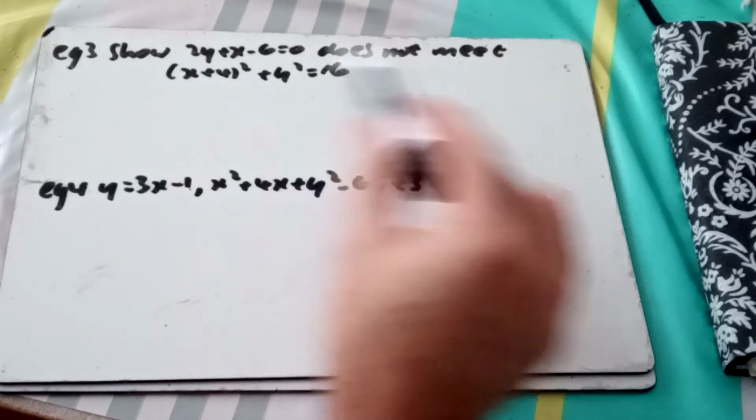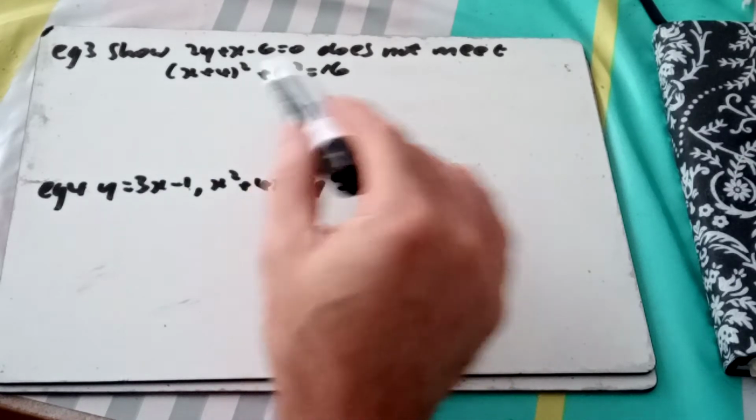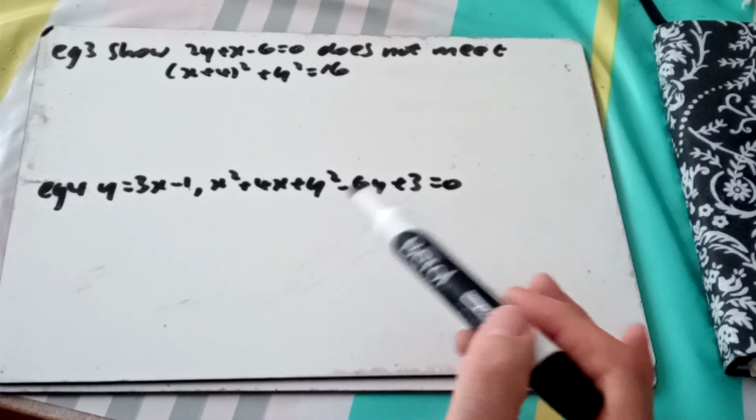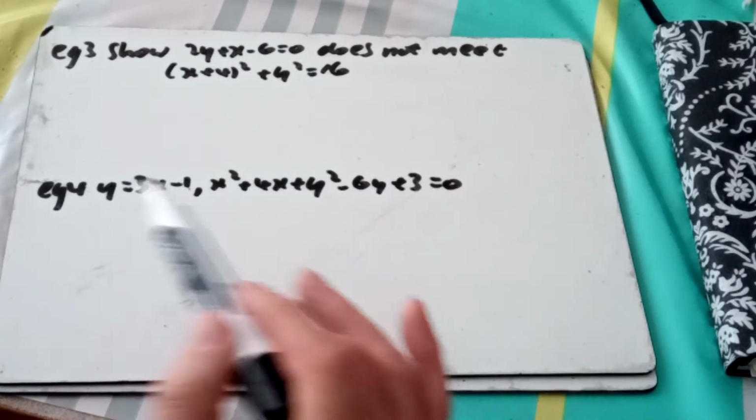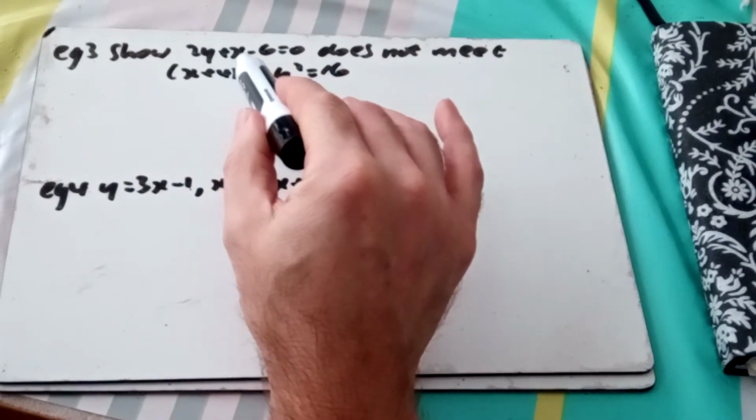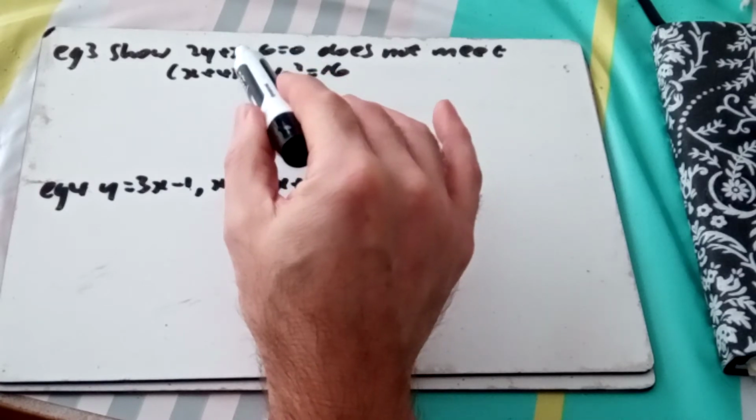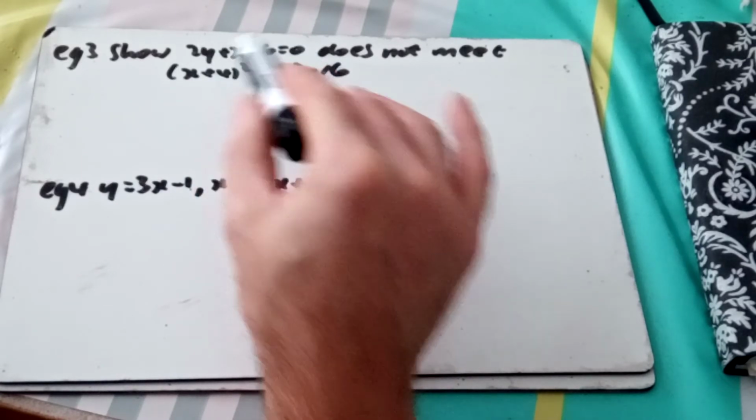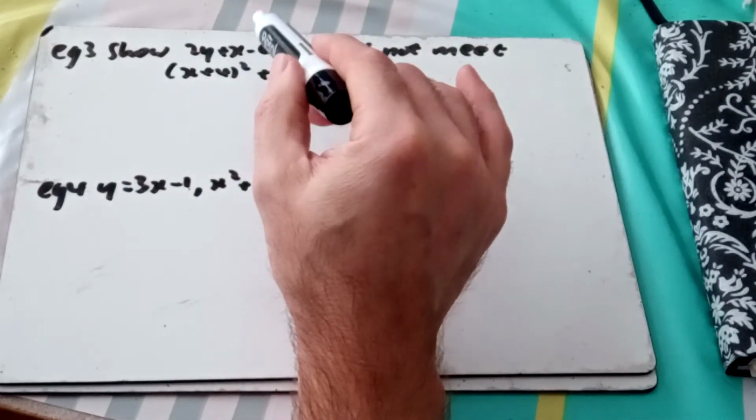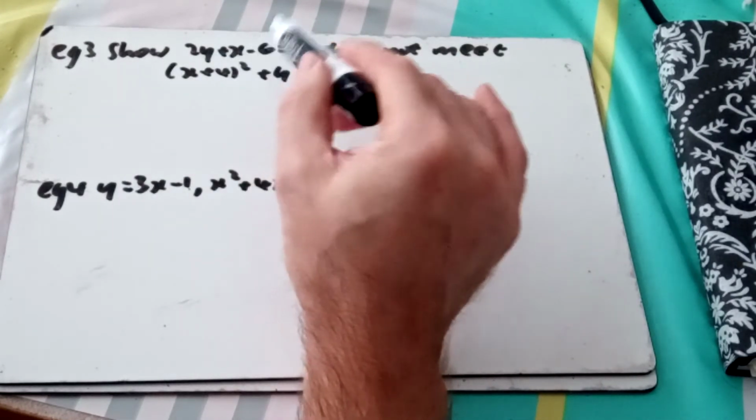In this case here, I'm going to get a quadratic, and it doesn't meet because there's no solution, because b squared minus 4ac I'm expecting will be negative. That's where I'm going to go with it here. Now, because it's 2y plus x minus 6 is 0, if I make y the subject, I'm going to have fractions. And trust me, avoid fractions if you can. I'm going to make x the subject and call it 6 minus 2y.